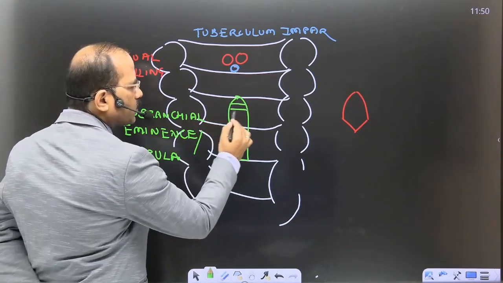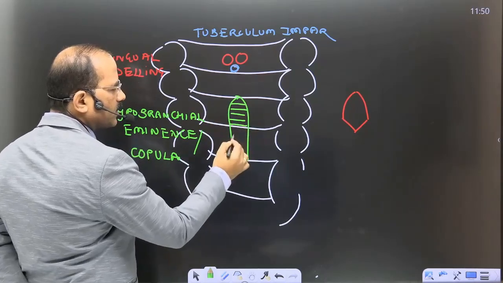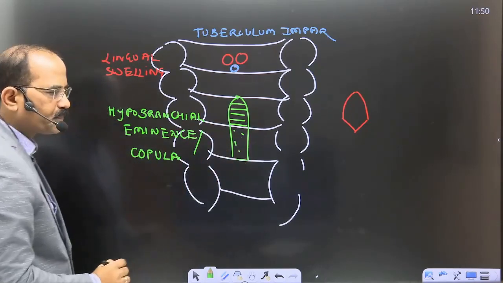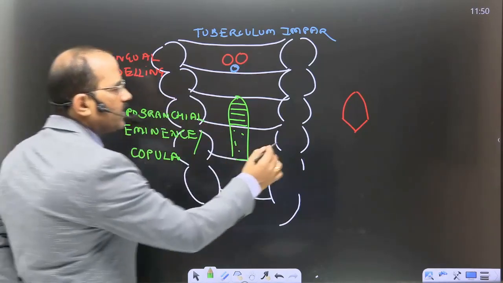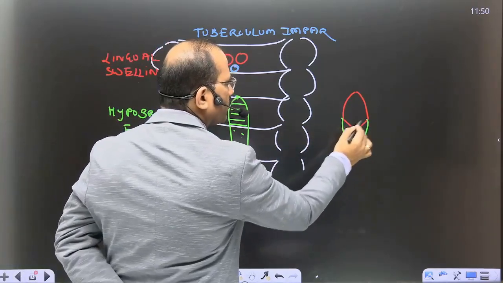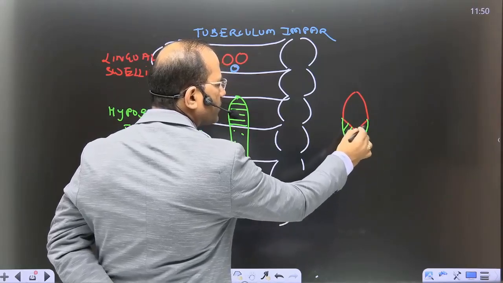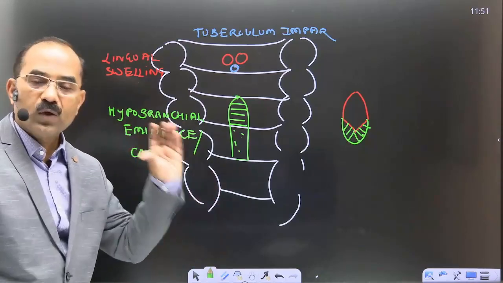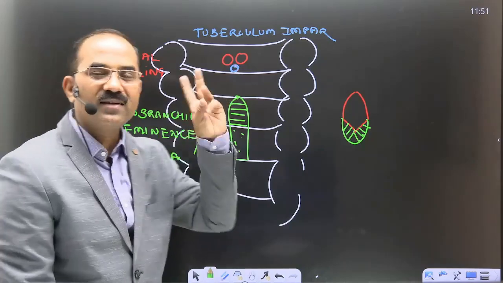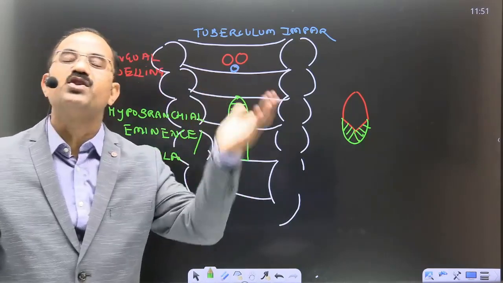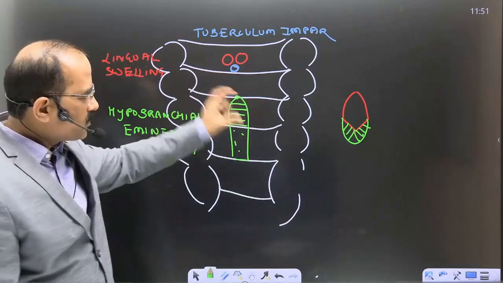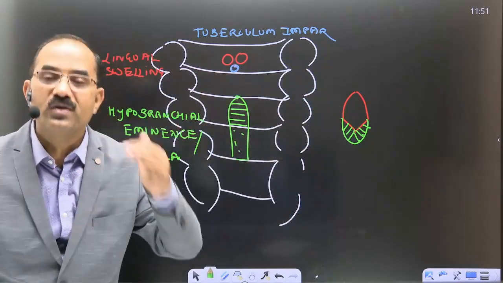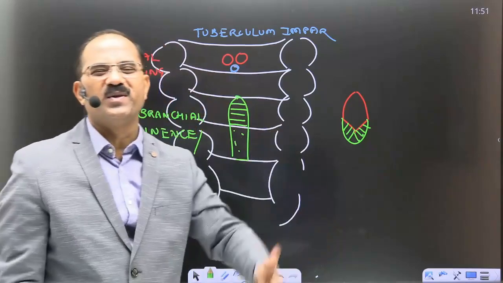This divides into a cranial part, in the third arch, and this is the caudal part. So the cranial part of the hypobranchial eminence forms what? The posterior one-third of the tongue. Which arch is that? Third arch. Which is the nerve of the third arch? Glossopharyngeal nerve. So the posterior one-third of the tongue is supplied by the glossopharyngeal nerve.